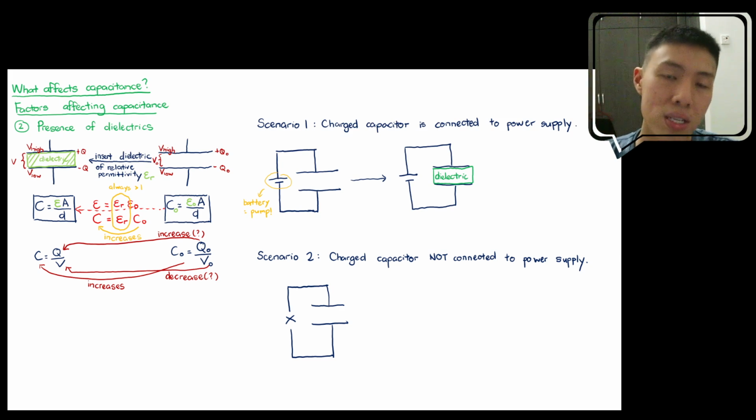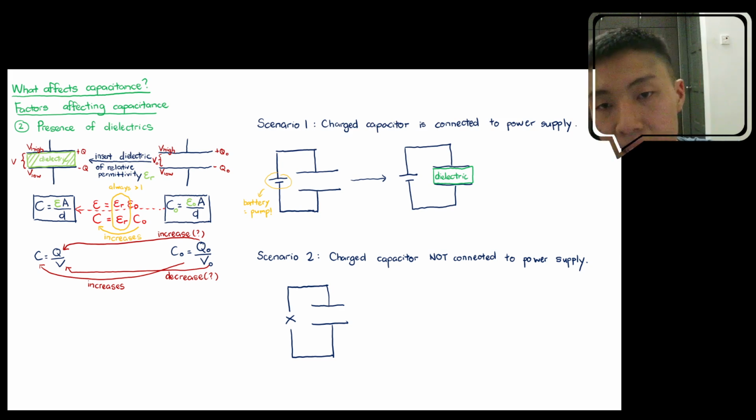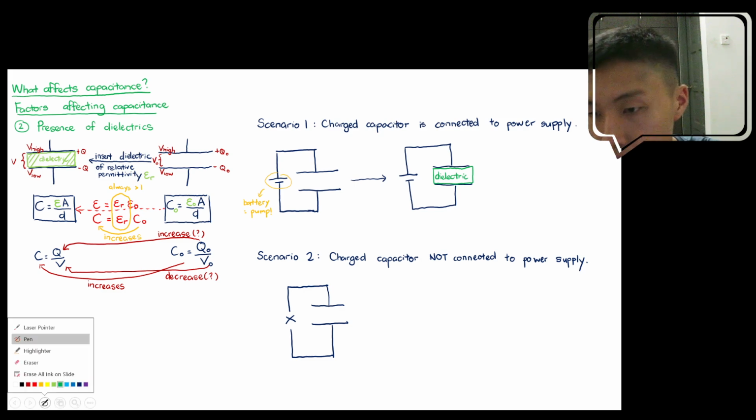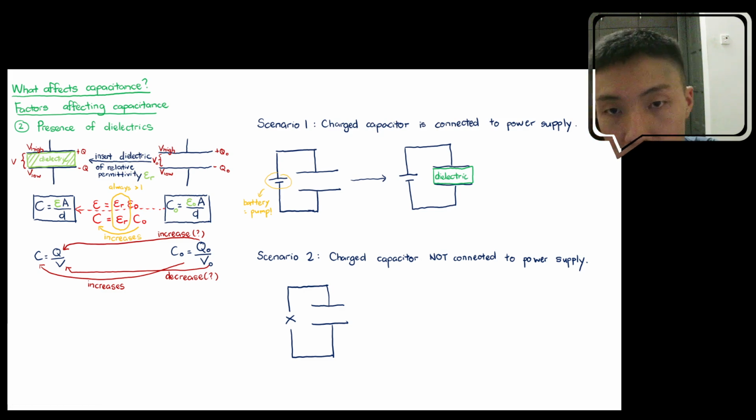Okay, so what's the effect of this? We know that the capacitance has increased. It goes from C naught without dielectric, so C naught is equal to Q naught over V naught, to become C equals Q over V.